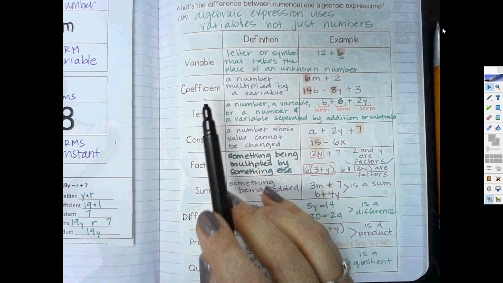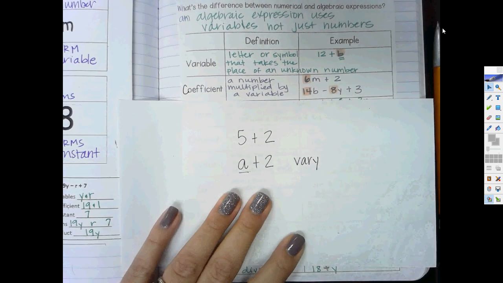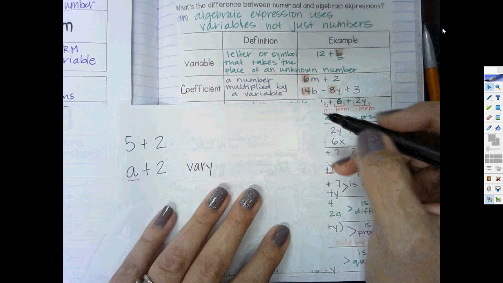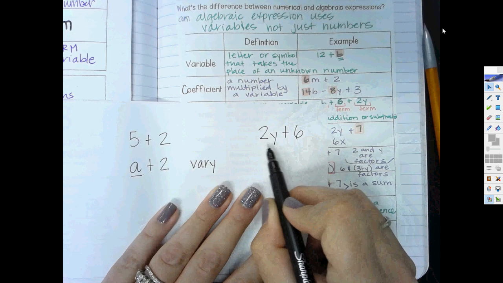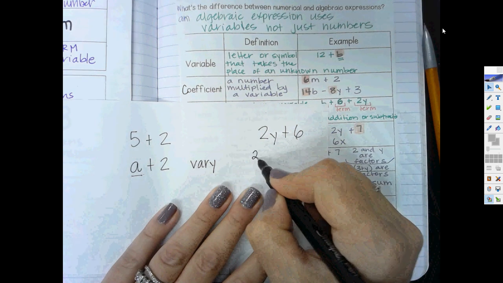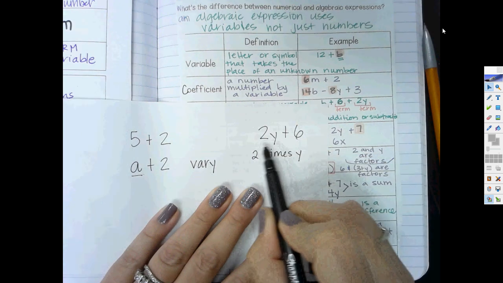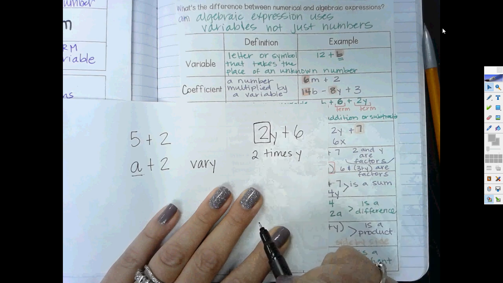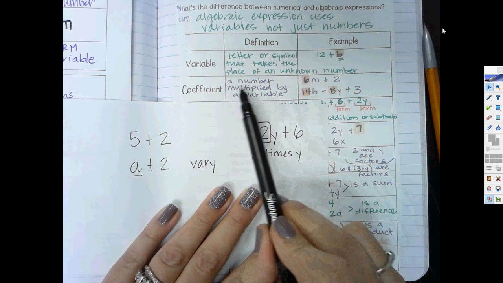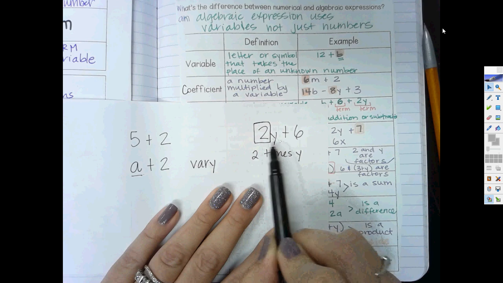So a coefficient, this is one of the harder ones for kids to understand. A coefficient is the number in front of a variable. So if you have an expression like 2y plus 6, the 2 and the y are side by side. This means 2 times y. We multiply these together. When you see a number and a variable that's being multiplied together, the number in front of the variable is referred to as the coefficient. That's why the definition says a number multiplied by a variable. It is literally the number in front of the variable that we're multiplying it by.